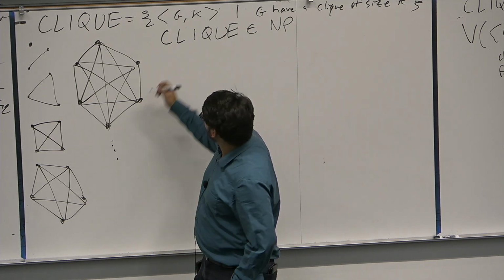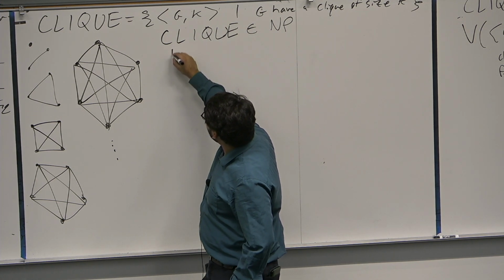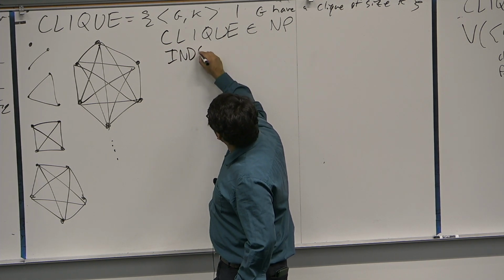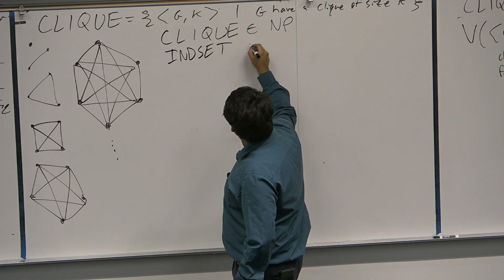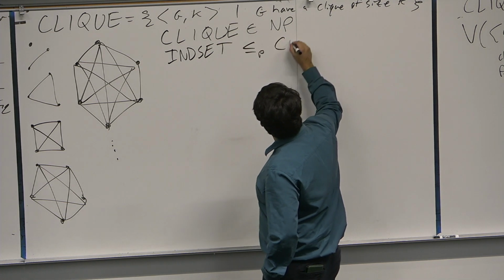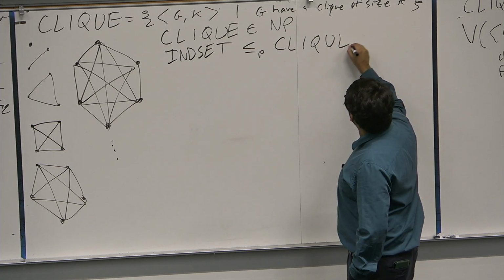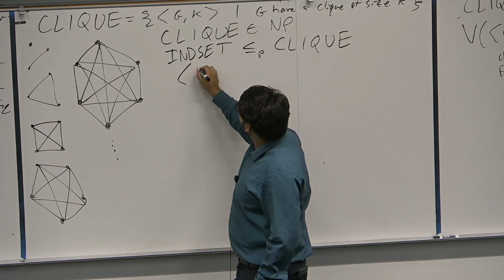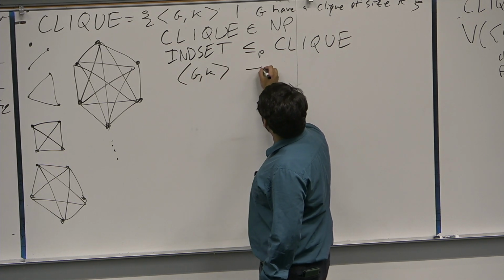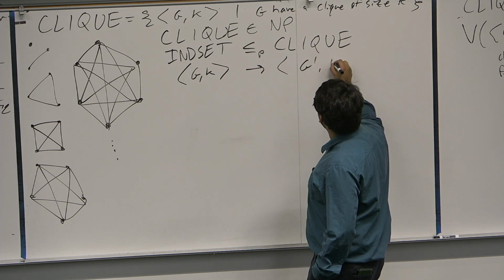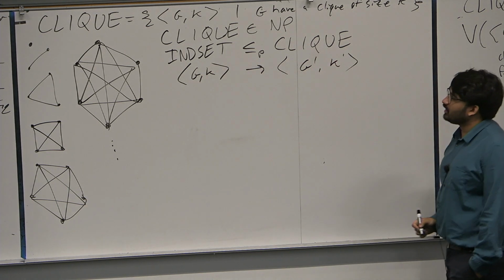Okay. We proved clique is in NP. Let's give the reduction. We will give the reduction now from independent set to clique, efficiently. So we seek a G comma K in independent set to map to a G prime, let's say, K prime in clique.